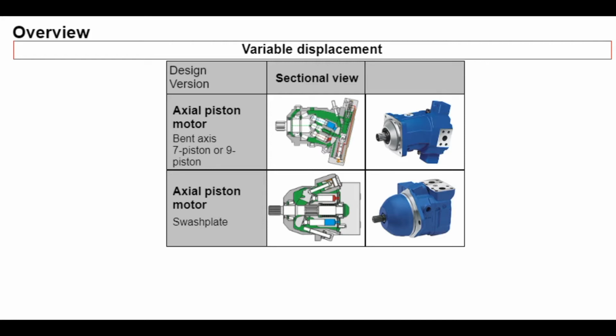That is, the motor can either work at the maximum swivel angle for high output torque and low speed, or at the minimum swivel angle for high output speed and low output torque. Swash plate variable motors operate at a nominal pressure of up to 280 bar, 4,000 psi, or in the medium pressure range.